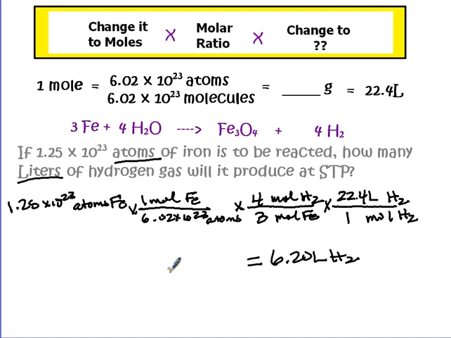Well, there you go. This is the big daddy of them all right here. We're switching things, three different conversion processes that we have to go through. So stick to the process: change it to moles, molar ratio, change it to what the problem is calling for, and you're going to do fine.